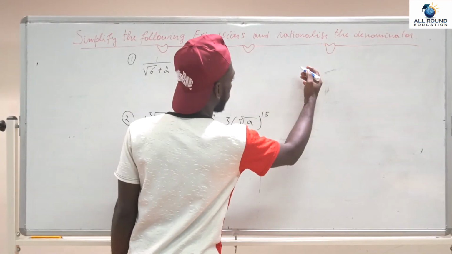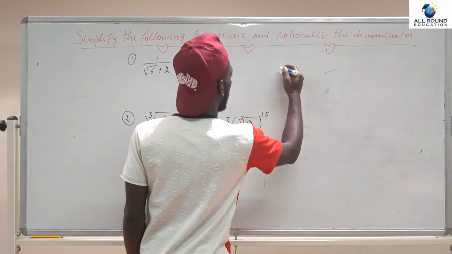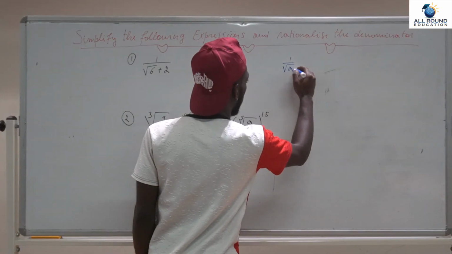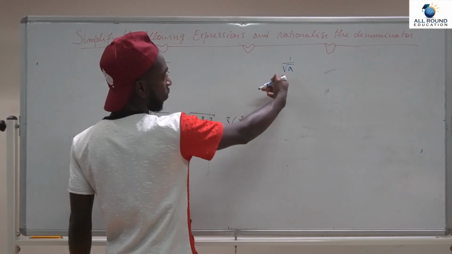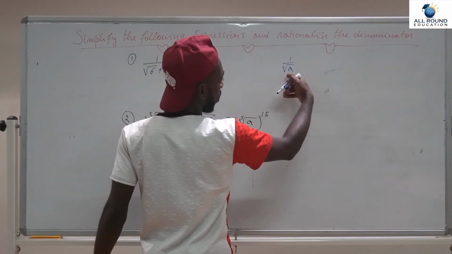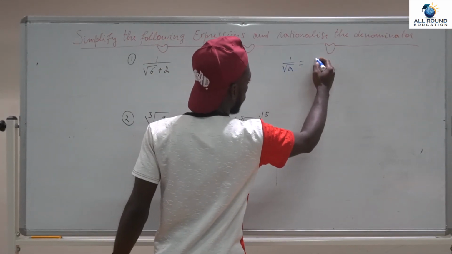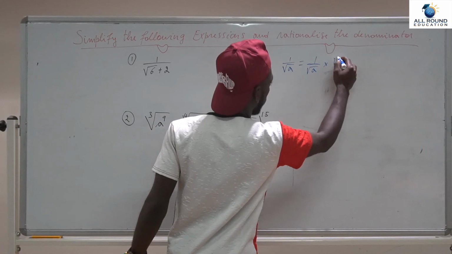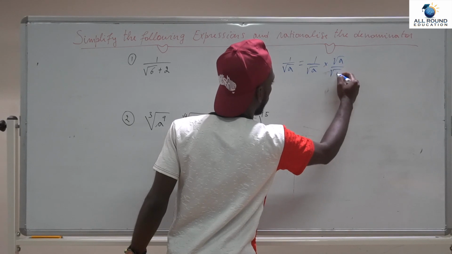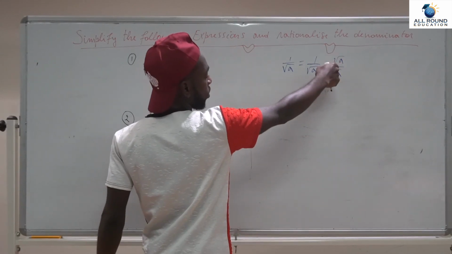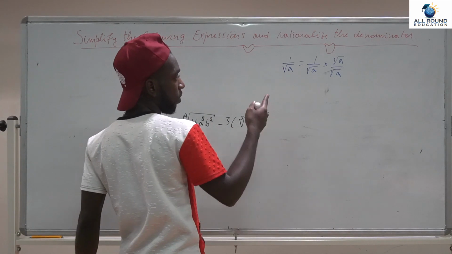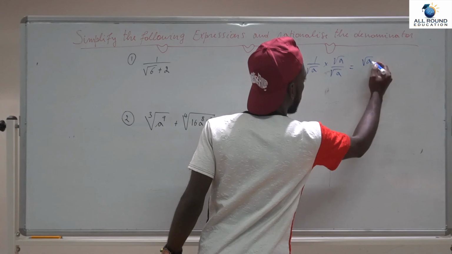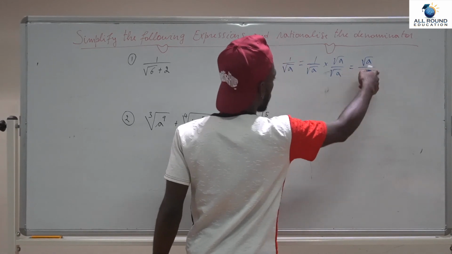So, for instance, if our expression is 1 on square root of a, there's no conjugate of this. However, the way you can rationalize this is 1 on square root of a times by root a over root a. Why? Because this is just times by 1; I'm not changing anything, I'm doing the same thing at both sides. You then end up with root a over a. So this one is rationalized.